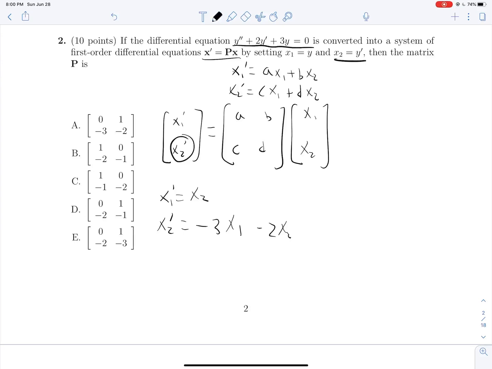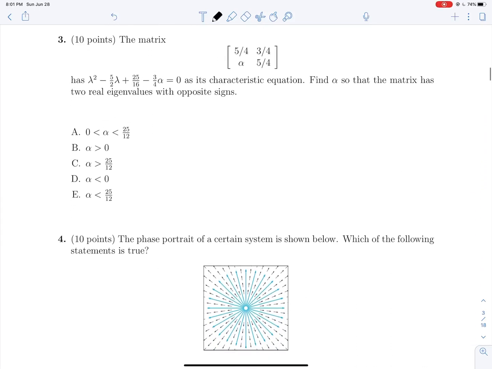Because we know that the a term here will be the thing multiplied by x1 in this equation, so a is 0. Our b term is whatever constant is multiplied by x2, that's 1. Our c term is the thing on x1 down here, so that's negative 3, and d is negative 2. So we're looking for 0, 1, negative 3, negative 2. That gives us A for question 2.